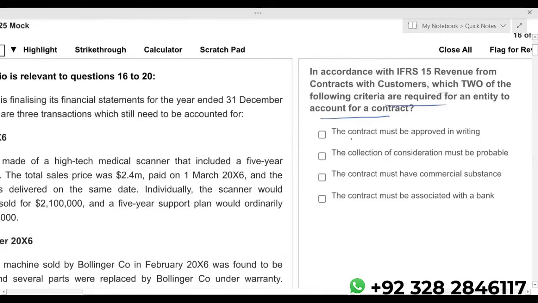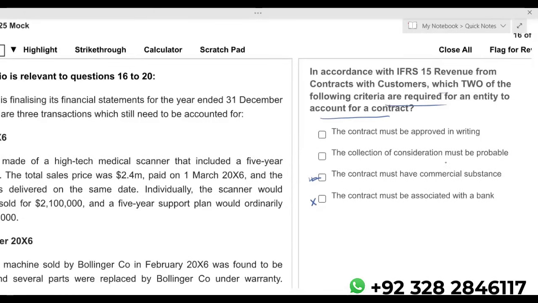Let's see it. The contract must be approved in writing. The collection of consideration must be probable. The contract must have a commercial substance. The contract must be associated with the bank. Number one, contract must be associated with the bank makes no sense at all. The contract must have a commercial substance, yes. Obviously, if commercial substance is missing, it cannot fall under IFRS 15.